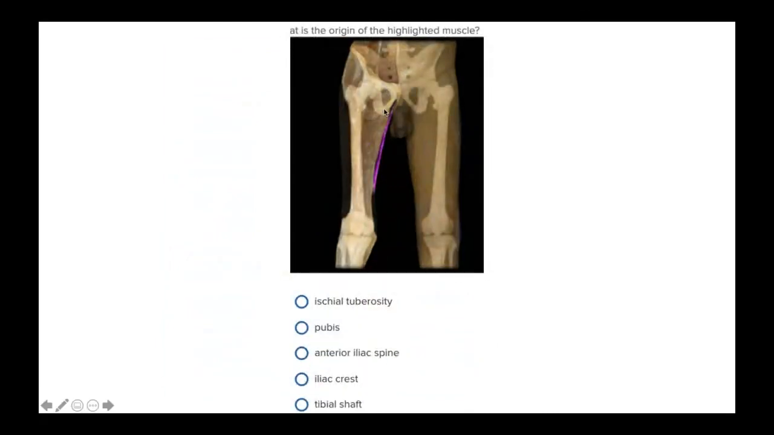Okay, now this one is the gracilis, and it wants to know where is the origin. So the origin is going to be anywhere here on the pubic bone. So the best answer is pubis. None of the others make sense. In terms of insertion, the insertion would be on the tibial shaft.